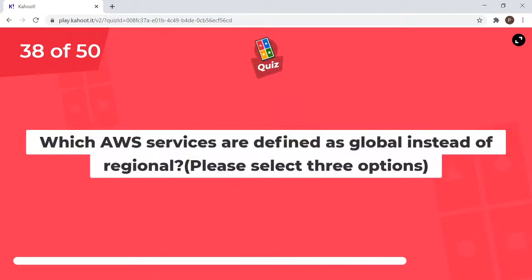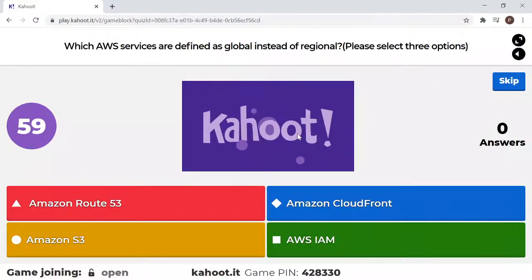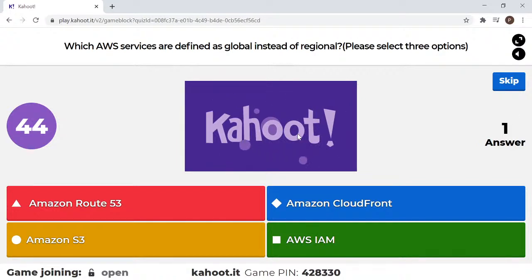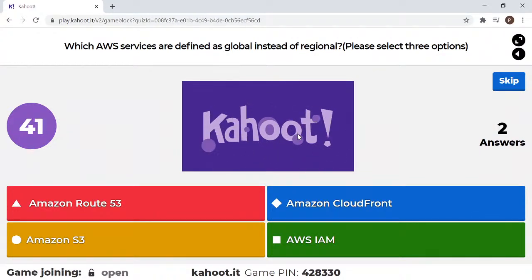It's a multi-select question, and you need to select three options out of four. Which AWS services are defined as global instead of regional? Amazon Route 53, Amazon CloudFront, Amazon S3, AWS IAM. Please select three out of the four correct answers. But in case you choose a wrong answer, then it will be 0 points.